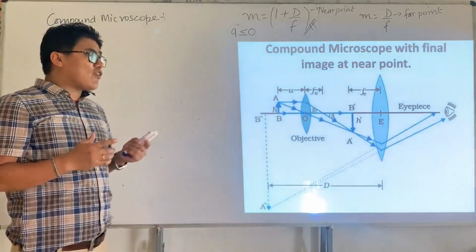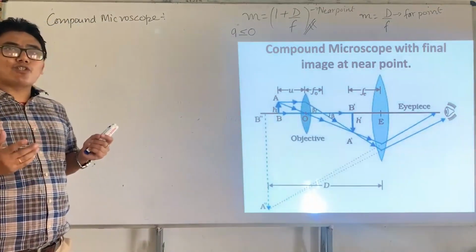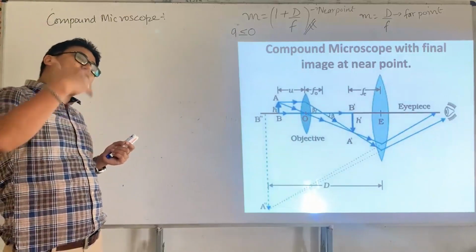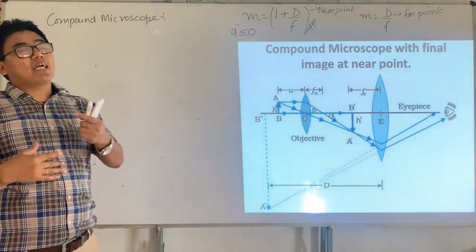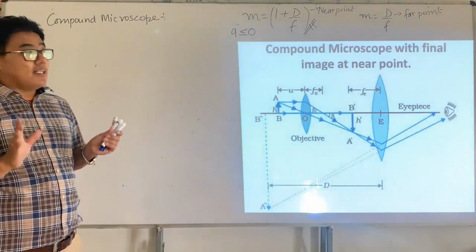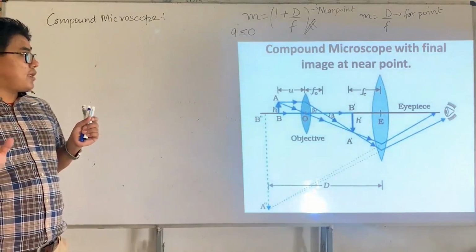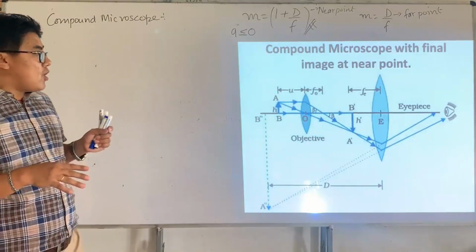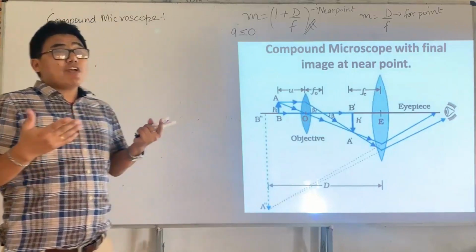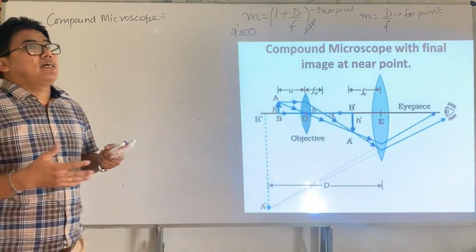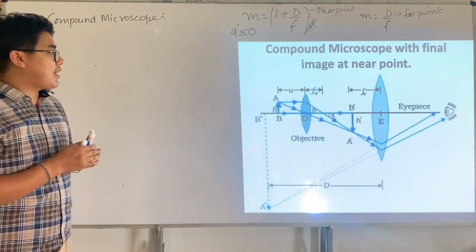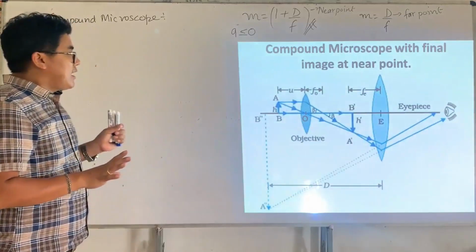And again, in the case of a compound microscope, we have two options. Either I keep the image at a far point, or I keep the image at a near point. The advantage of a compound microscope is that we get a magnification much greater than a simple microscope. Let me explain this.